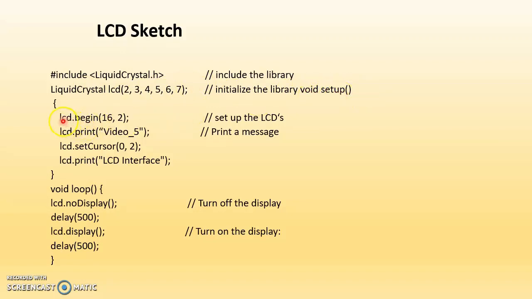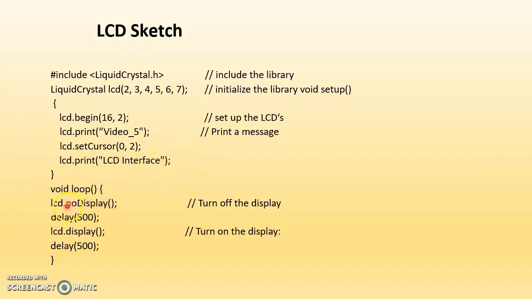Then void setup. In void setup we have to begin the LCD: lcd begin 16 by 2. So it will be the first row and first column of this LCD. So we have to begin this LCD, and the cursor will automatically go to the first column and first row. Then we have to print a message. That message will be Video 5, and then we set the cursor to 0, 2. That means the 0 column, the first column, and then the second row. So we'll display the message LCD interface at this point.